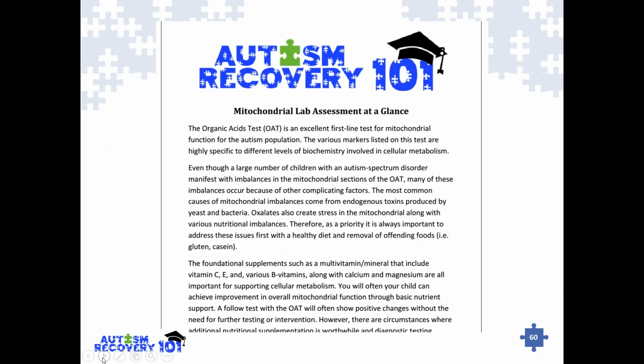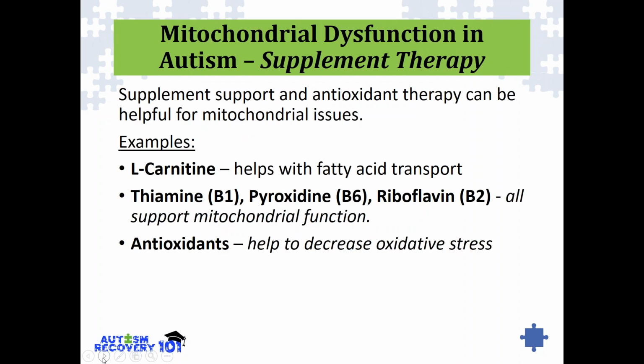Sometimes they have to do muscle biopsy testing, etc. But the vast majority of kids, if they do have a mitochondrial problem, it's more of the dysfunctional state. This handout that you have in the document section called Mitochondrial Lab Assessment at a Glance is just that. This helps to explain this section a little bit more and where to prioritize things with regards to certain lab markers, and then what are some things that can be done to just support mitochondrial function.